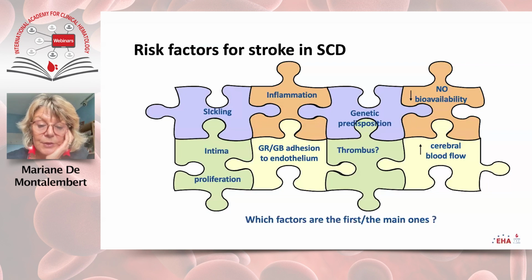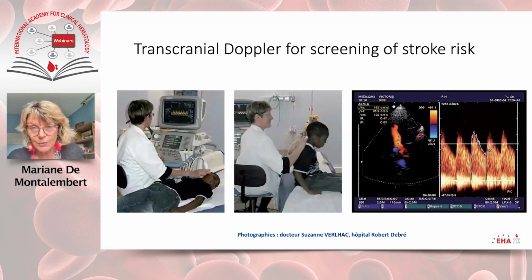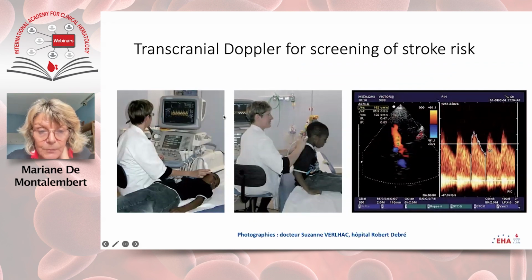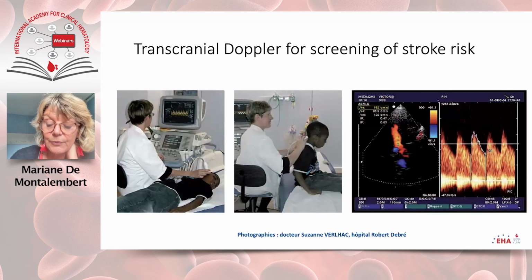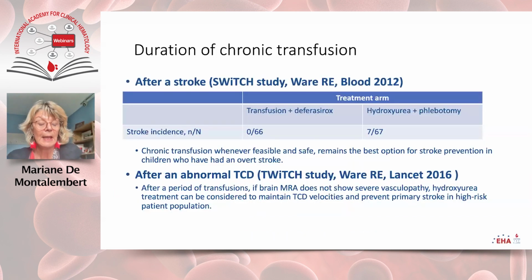And we do not know which factors are the first or the main ones, but what we know is how to prevent a stroke. And here is a very simple tool called transcranial Doppler. You check the velocities in a carotid artery and middle cerebral artery, and when they are increased, it means that there is a high risk of experiencing a stroke. After an abnormal TCD, you offer a period of transfusion. And if there is no worsening of the lesions and a normal MRI, you can switch to hydroxyurea.